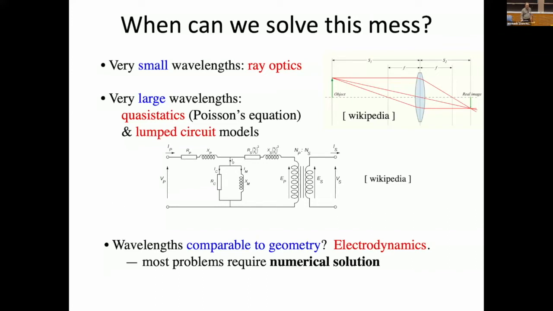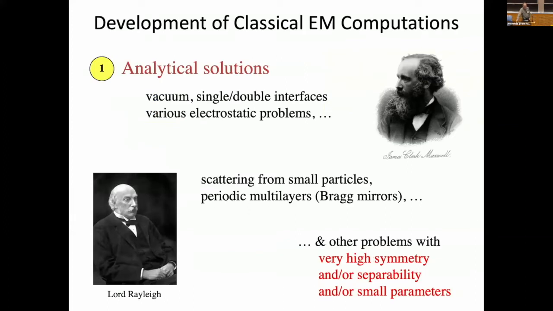If you look at the history of classical electromagnetic computations, it follows a similar outline to many fields, like fluid dynamics. In the very beginning, 100 or 150 years ago, you solve as much as you can completely analytically, and there are only a handful of cases you can solve. You can solve for vacuum. You can solve for a planar interface. You can solve various electrostatic problems that you probably solved in freshman year of college.